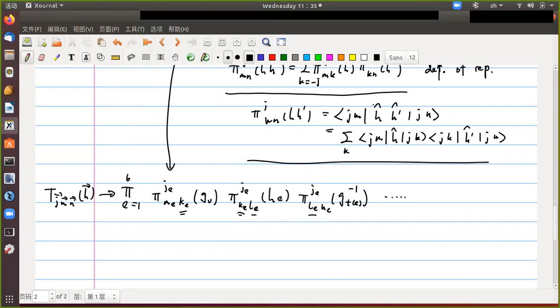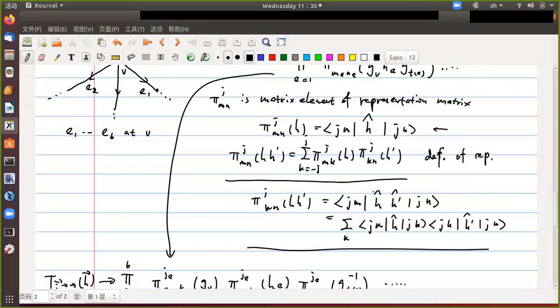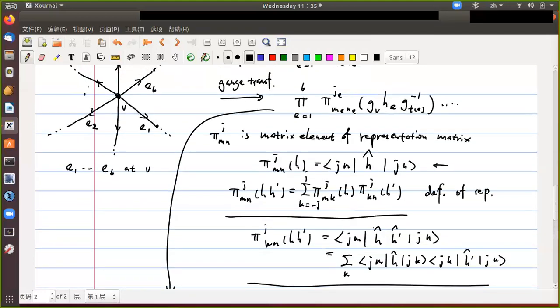Now you can see that the gauge transformation of the basis is not gauge invariant. If you do the gauge transformation of the basis, you find you get a factor at every vertex, depending on the gauge transformation. Another observation is that this factor is common for all edges. It only depends on the vertex, because the gauge transformation is the same at a single vertex.